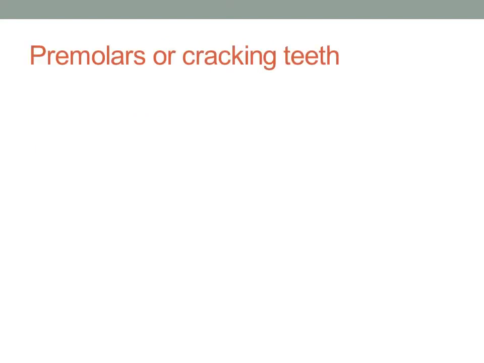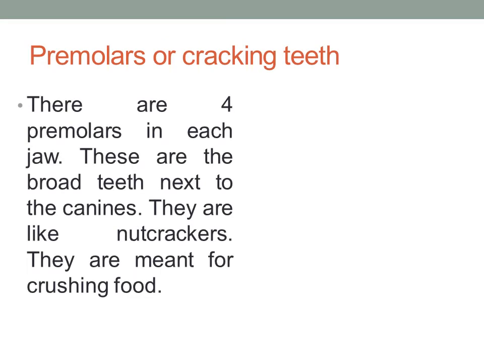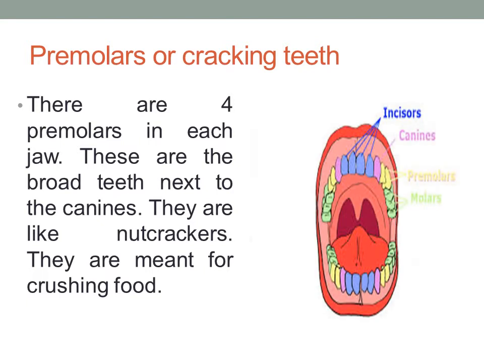Next is premolars or cracking teeth. There are 4 premolars in each jaw. These are the broad teeth next to the canines. Here you can see next to the canines, these yellow teeth are premolars. They are like nutcrackers. They are meant for crushing food. We use them for crushing the food.